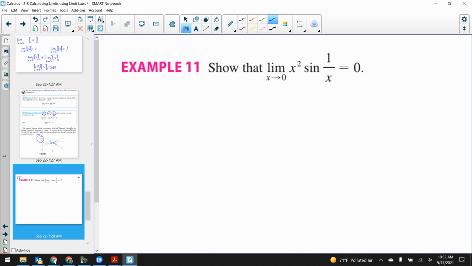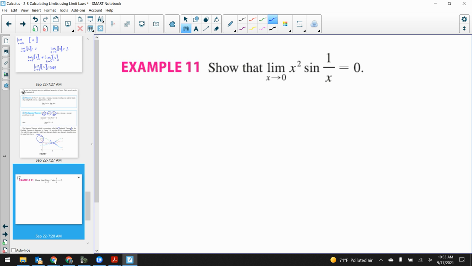Let's take a look at this problem. I'm going to show that the limit as x goes to 0 of x squared sine of 1 over x is equal to 0. I'm going to show that it's going to equal 0. All right, so here's how we're going to do this. We're going to do this by using the squeeze theorem.